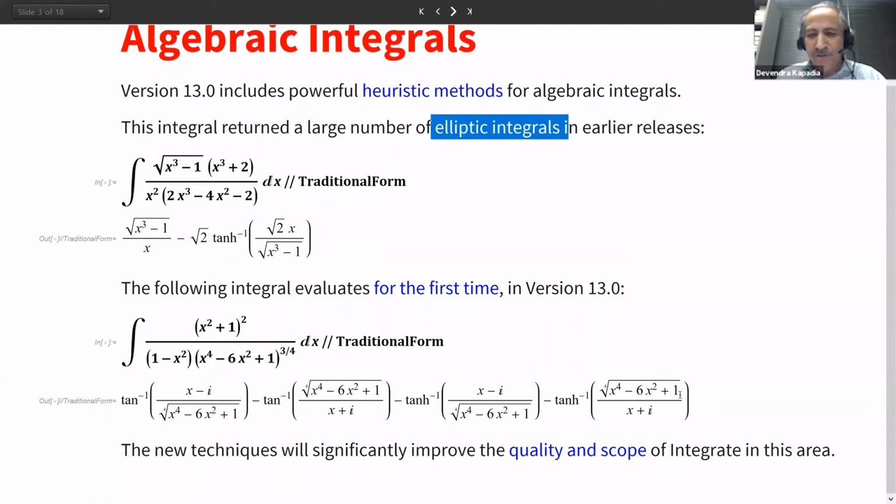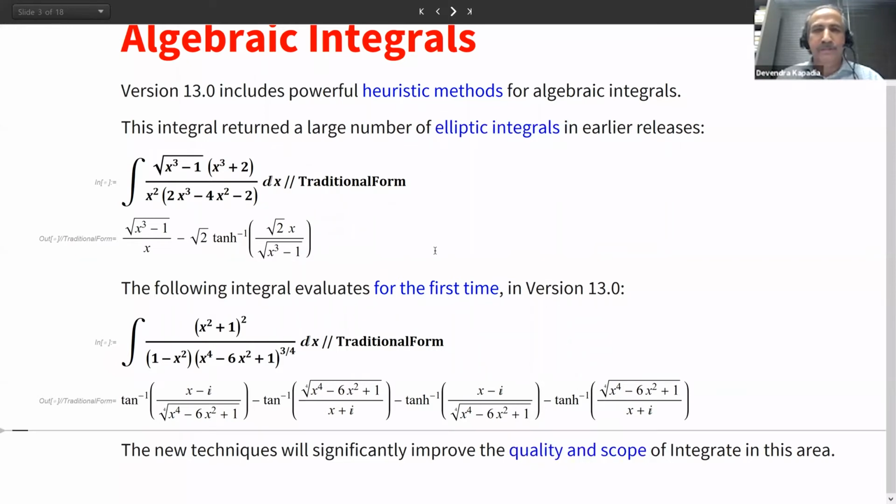So this is very nice work done by Sam Blake, and hopefully this will improve the quality and scope of Integrate in this area. I'm sure it will.